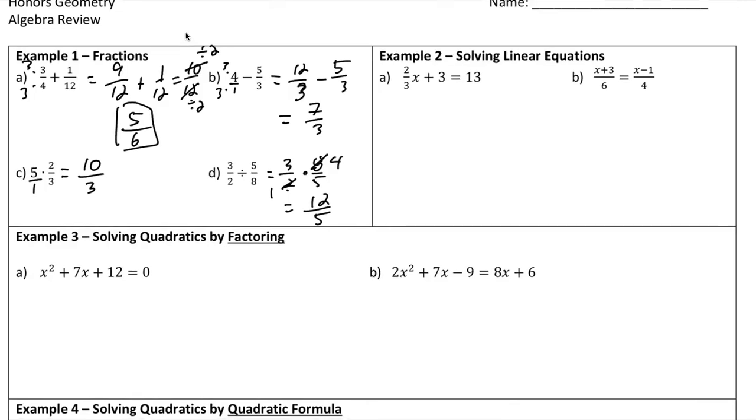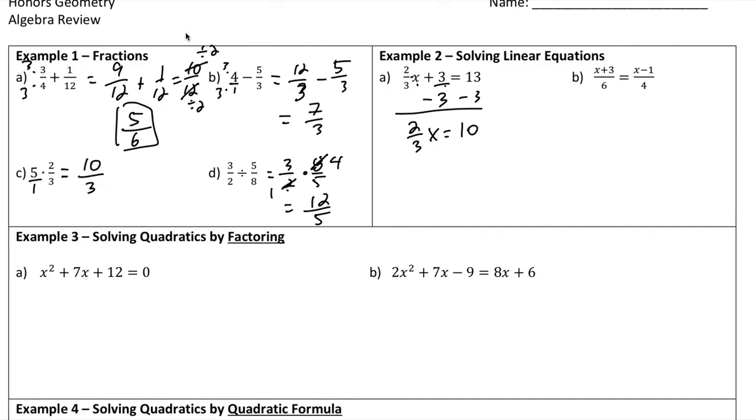Solving linear equations, for example 2 here. Whenever I'm solving equations, for a case like A here, I like talking about undoing the order of operations. So when I look at it, x is being multiplied by 2 thirds and then added by 3. So I'm going to start by subtracting 3. We're going to undo these in reverse order. 13 minus 3 is 10.